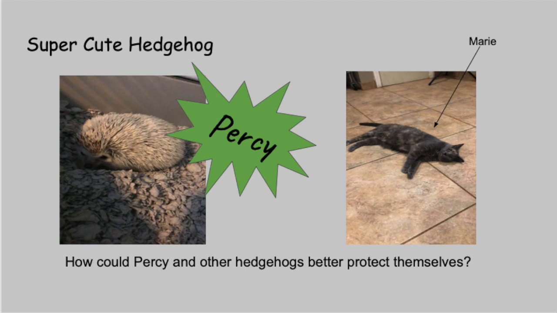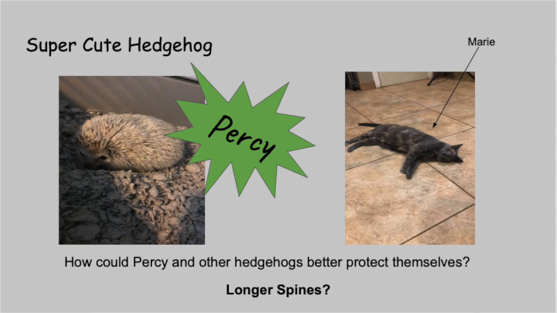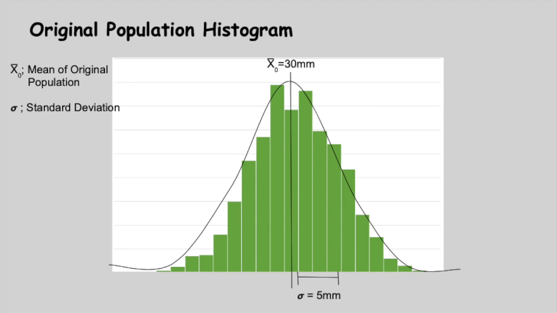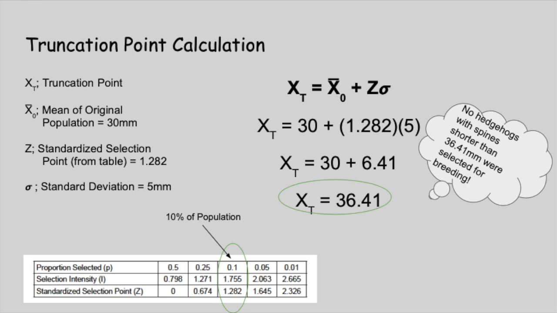So with my knowledge of quantitative genetics and my super cute hedgehog, I decided to improve my hedgehog population by lengthening their spines. My original population had a mean of 30 millimeter spines, with a standard deviation of 5 millimeters, and it was normally distributed. For my mass selection experiment, I then calculated my truncation point, using the formula x sub t equals x sub 0 plus z times the standard deviation.